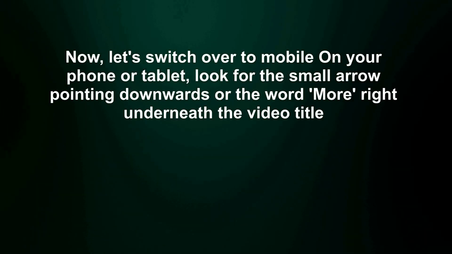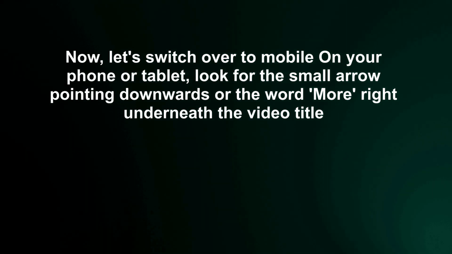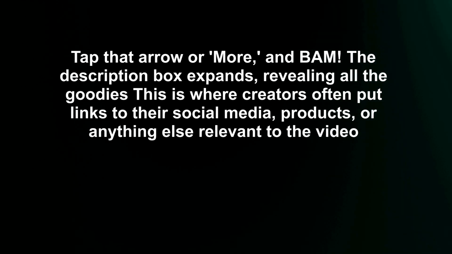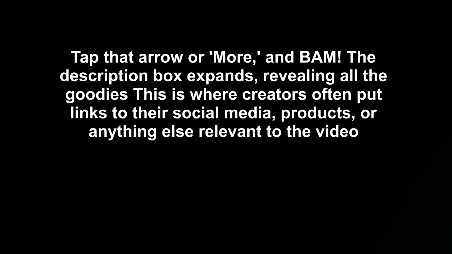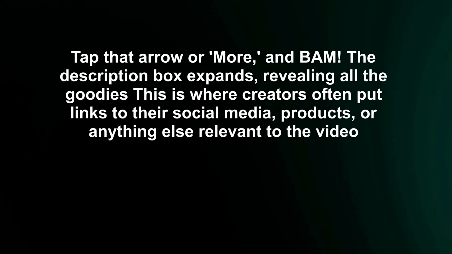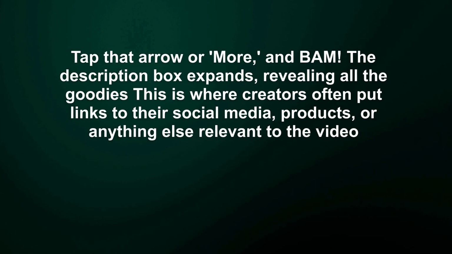On your phone or tablet, look for the small arrow pointing downwards or the word More right underneath the video title. Tap that arrow or More, and bam, the description box expands, revealing all the goodies. This is where creators often put links to their social media, products, or anything else relevant to the video.